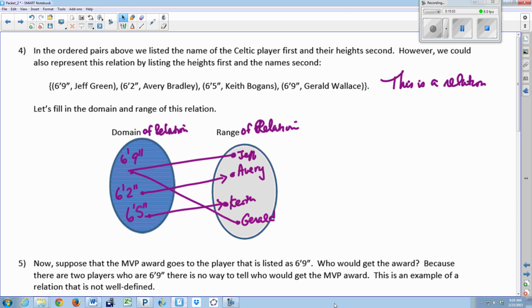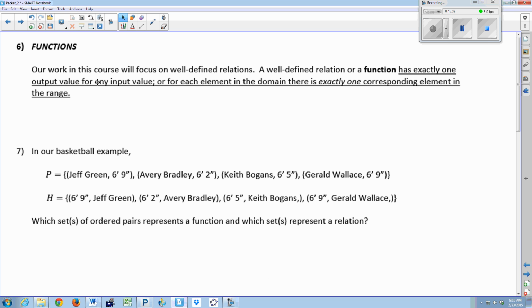Not well defined. That's what it says down here, right? So you can see here that in this situation, we have a problem. This relation is not well defined because we don't know who to give the MVP to. So this is an example of a relation that's totally valid, but for our purposes in math, if we have an input, we need to know what the output is without any question. So we now create a new definition, and that's this word functions. And this is one of the major concepts we're going to cover in this class this semester, the idea of functions. Okay, so Drew, you want to read functions for us?